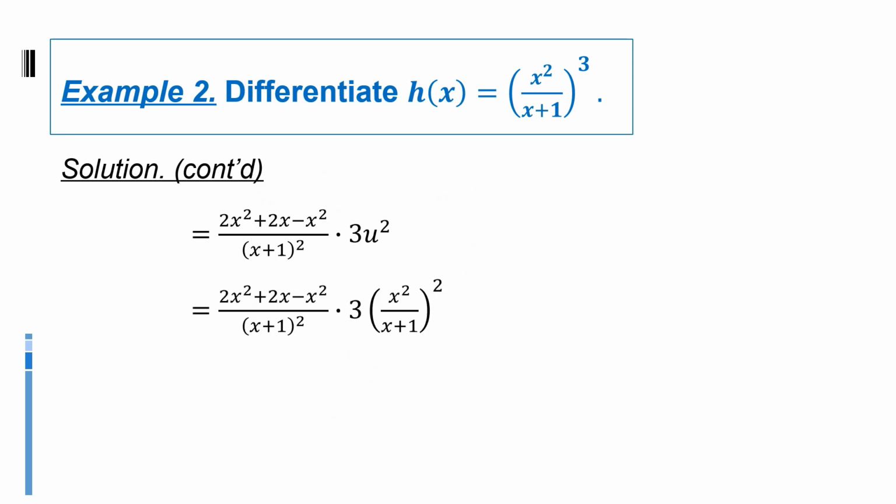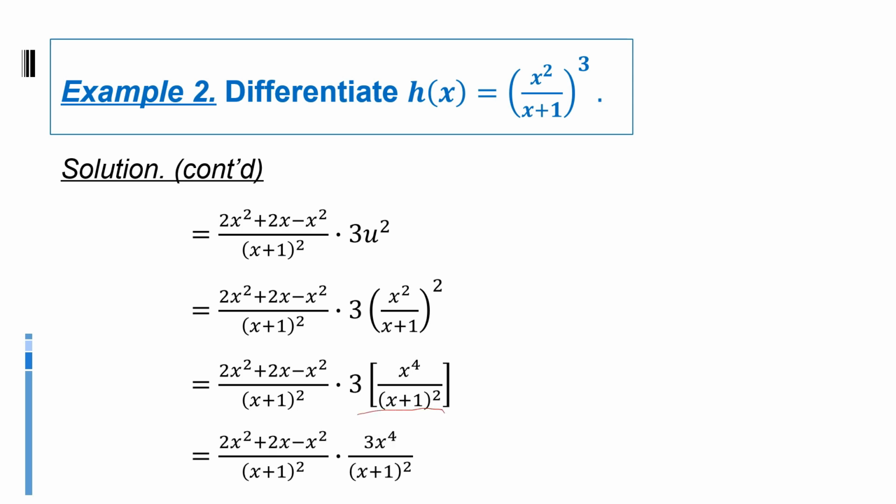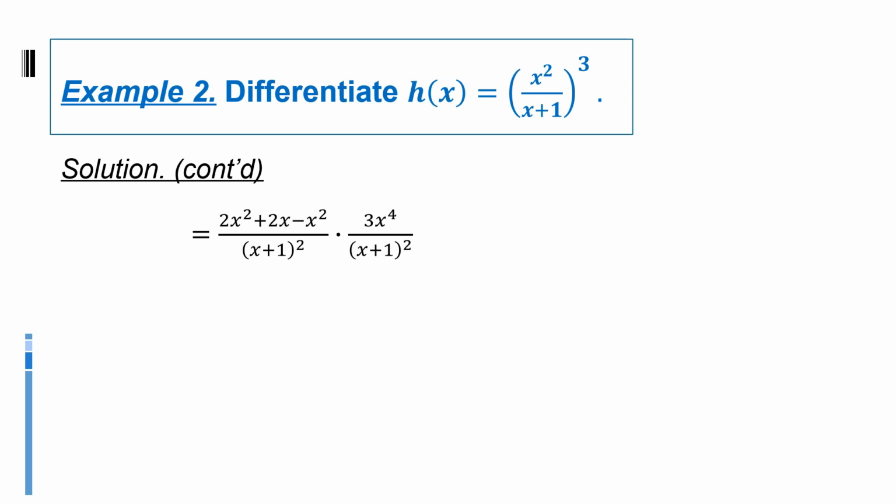So, pwede na natin ipasok yung value ni u. So, we have this. Pinasok na natin yung x squared all over x plus 1. And if we square that, that is equal to x raised to 4 over x plus 1 squared. I-multiply natin si 3 dito. So, we have 3x raised to 4 over x plus 1 squared.